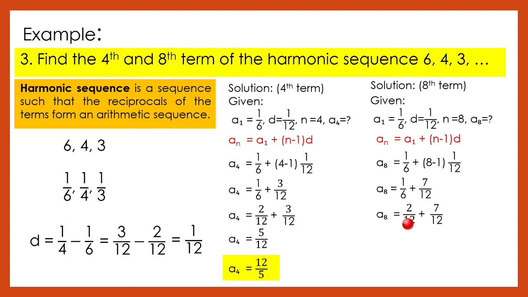12. 1 over 6 is equal to 2 over 12. 7 over 12 is 7 over 12. Then, let's find the sum. 2 plus 7 is 9. And then, copy natin yung common denominator, that is 12. So, we have 9 over 12. Pwede pa natin kunin ang lowest term, that is equal to 3/4. So, kunin natin yung reciprocal, that is 4/3. So, the 8th term of the harmonic sequence is 4 over 3.